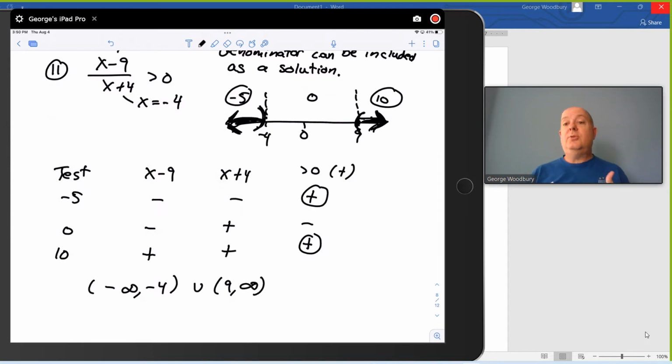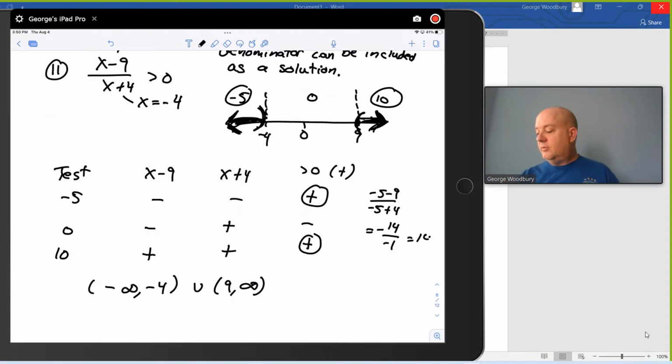Now, I used the sign chart. I could have just plugged in and tried to figure out what they were. For example, if I substituted negative 5, I would have had negative 5 minus 9 over negative 5 plus 4. That is negative 14 over negative 1. Negative 14 divided by negative 1 is positive 14, and that is greater than 0. So I could have done the arithmetic as well. I just think the sign chart has a little more finesse to it. Right.